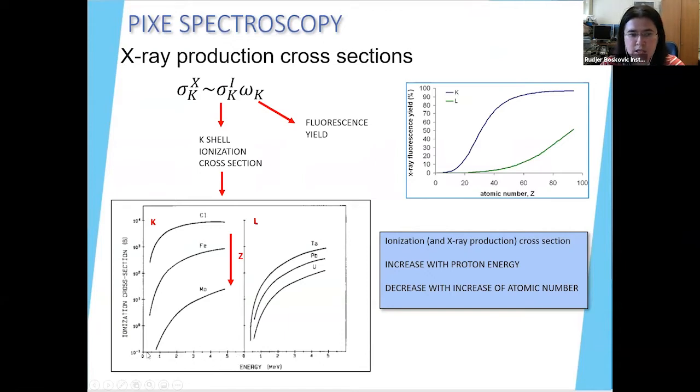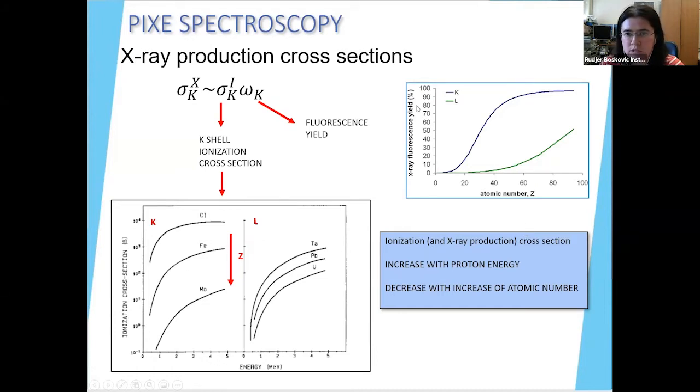This is the ionization cross-section plotted versus the energy of protons. You can see that the ionization cross-section increases with the proton energy, and also it decreases with the Z of elements. So let's say that, for example, if we use 2 MeV protons, we see that the ionization cross-sections are higher for light elements. That's why we say that the excitation for PIXE is, let's say, more efficient in low Z elements. Contrary, for example, to the X-ray fluorescence technique, which is more efficient at exciting higher Z elements.